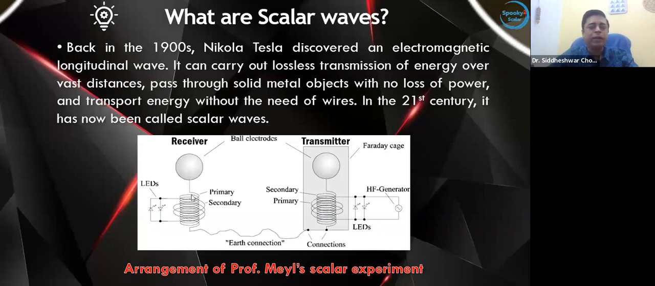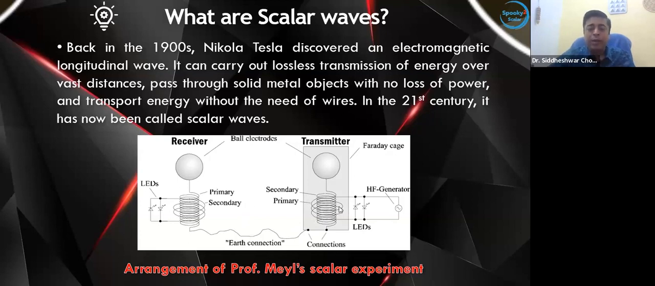Then there is a second unit, which is called the receiver, wherein again you have primary and secondary coils with an LED. Please pay attention that on the left hand side, you do not have any power source, unlike the right hand side, which is the transmitter box. On the transmitter box, you do see a power supply next to the high frequency generator. On the left hand side, which is the receiver box, you do not see any power supply. This is what I'm trying to bring your attention to. You only have primary and secondary coil, LED, and ball electrodes. Then the receiver and transmitter are only connected by something called the earth connection, or in terms of Spooky2 Scalar, you can call it a link cable.